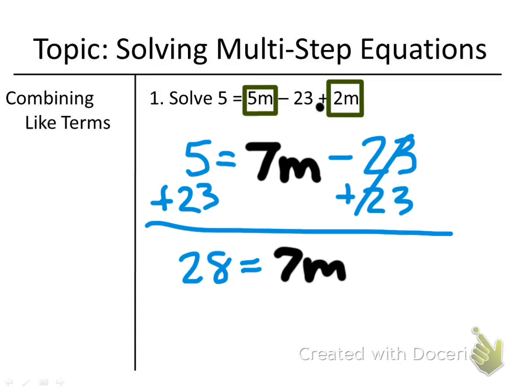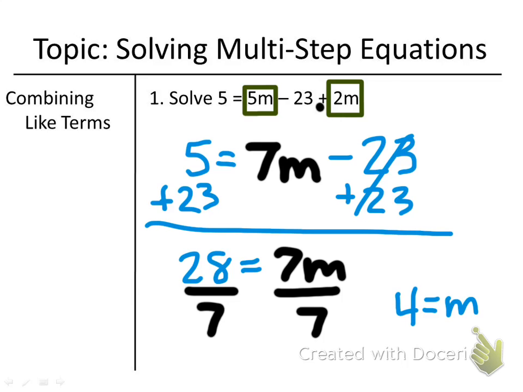Now I need to get rid of the 7 to find out what m equals. So to get rid of it, I have to do the opposite operation, the inverse, which is dividing by 7. So 28 divided by 7 is 4. That is the correct answer.